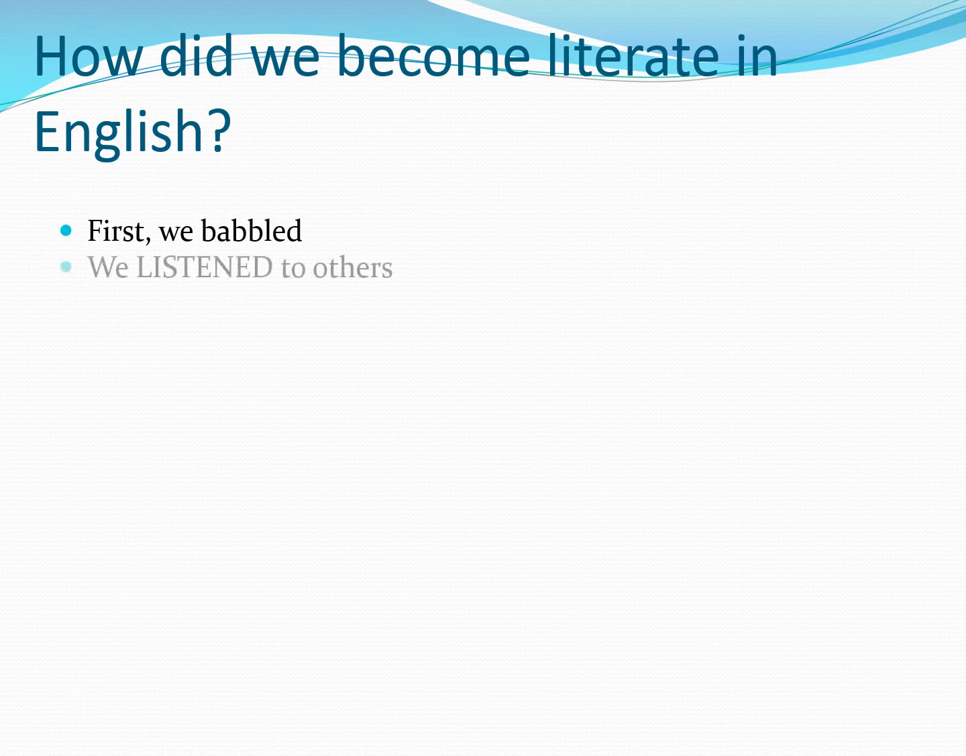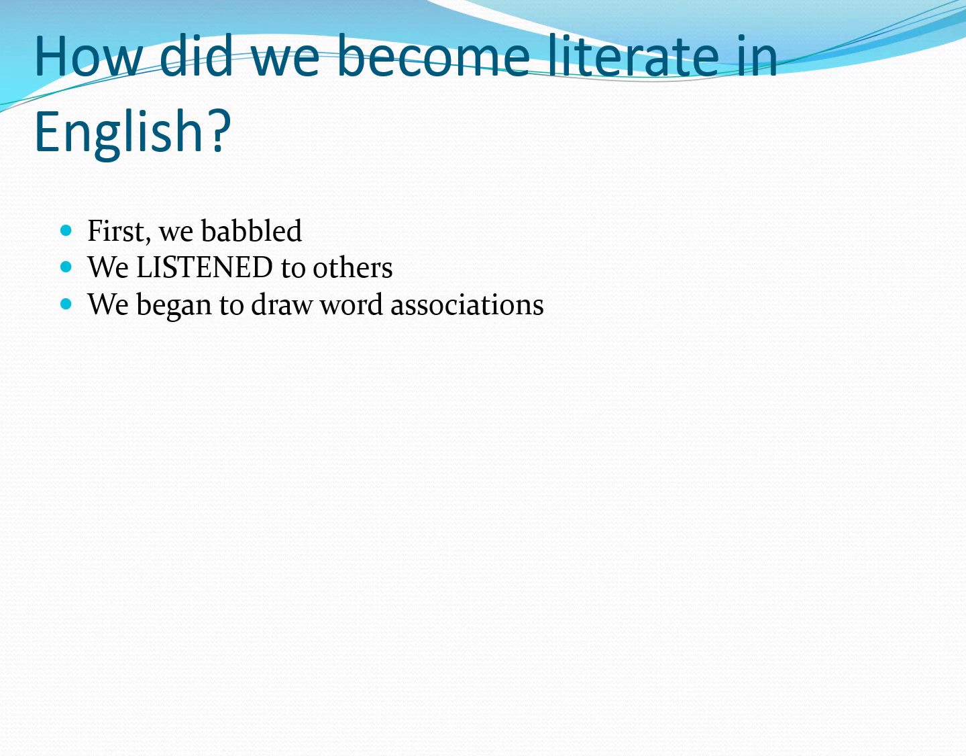We listened to others, mainly our parents, our siblings, and we heard what they had to say. We didn't really know what it meant right at first, but we listened. We began slowly to draw word associations. We began to know what the word mom meant, what dad meant, dog. After this, we started to imitate others. We would hear sounds that they were saying, and as we were babbling, our babbling would start to make sense. We would start saying things like daddy, mommy.